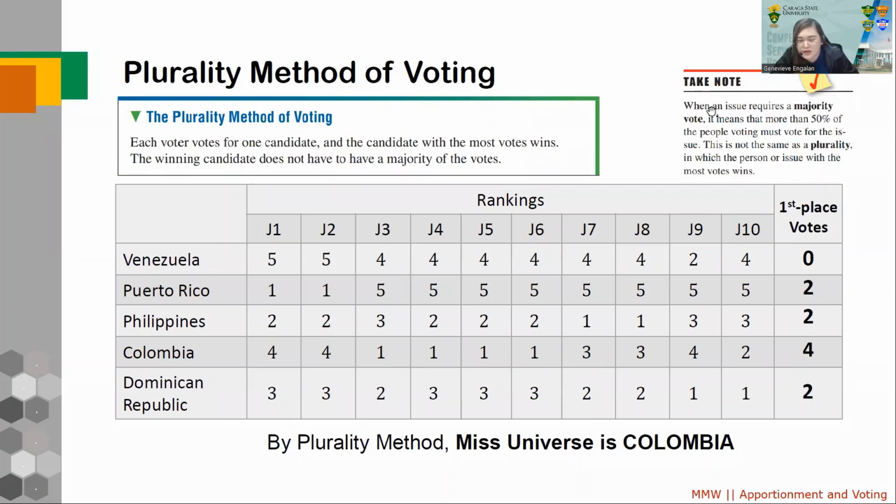When an issue requires a majority vote, it means that more than 50% of the people voting must vote for the issue. This is not the same as plurality, in which the person or issue with the most votes wins. So majority and plurality are different. In plurality, the person or issue with the most votes wins.